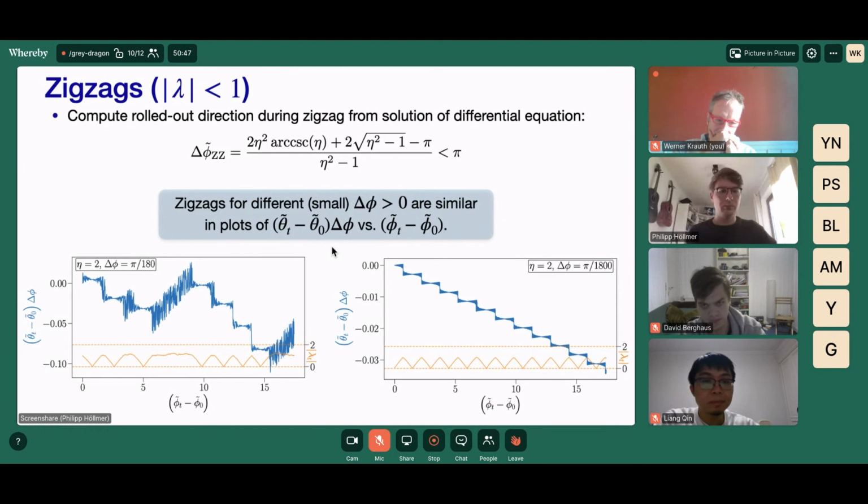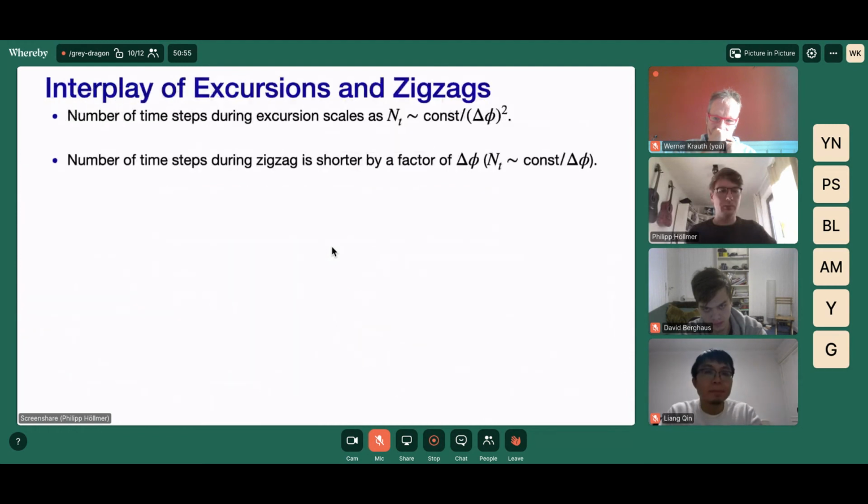So what did I want to say? Okay, so now we understood the excursions by themselves, and we understood the zigzags by themselves, but of course we haven't thought about the interplay of the excursions and the zigzags up to now. So this we will do now. I already explained to you that the number of time steps during an excursion scales as some constant over delta phi squared. However, the number of time steps during a zigzag is shorter by a factor of delta phi, so it's only a constant over delta phi.